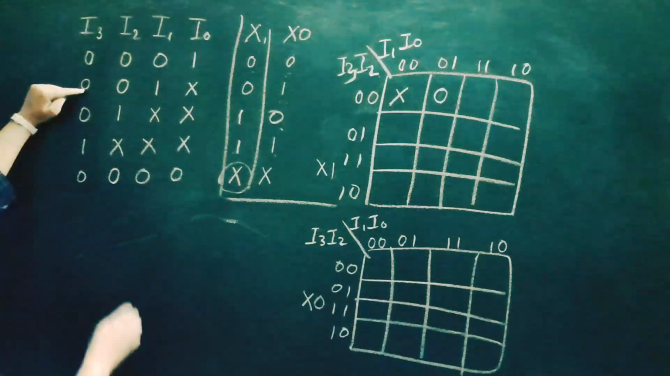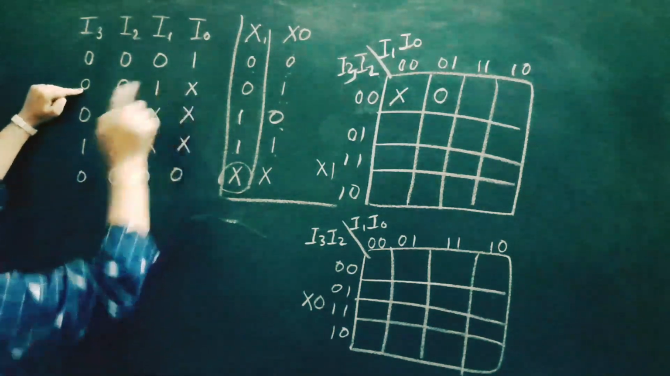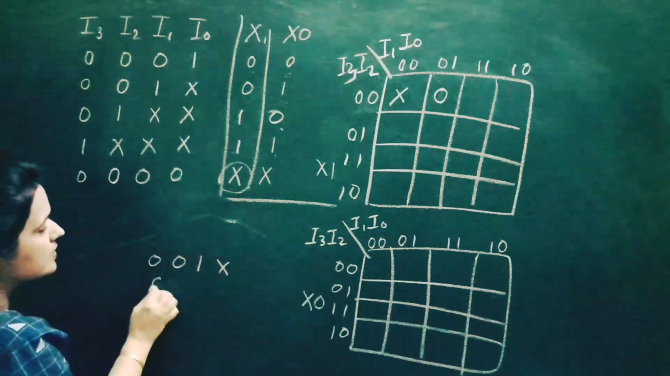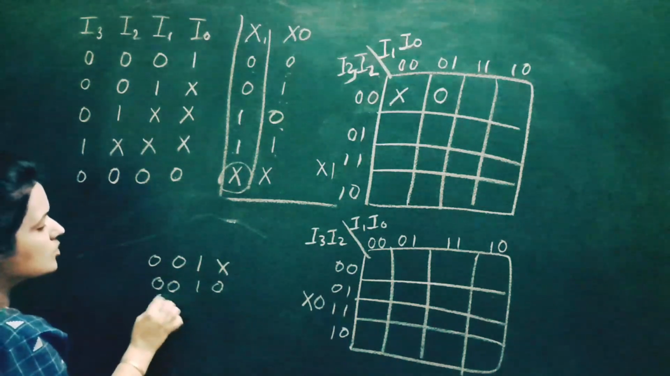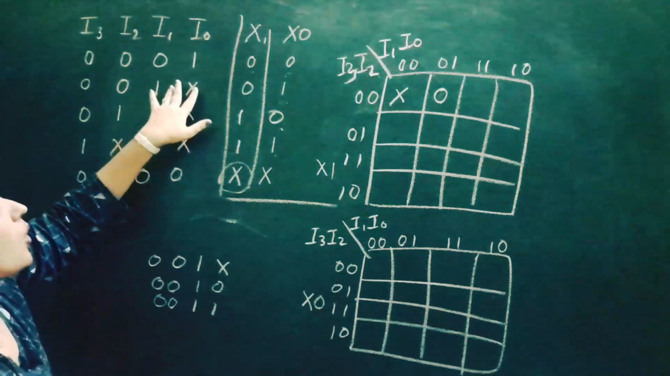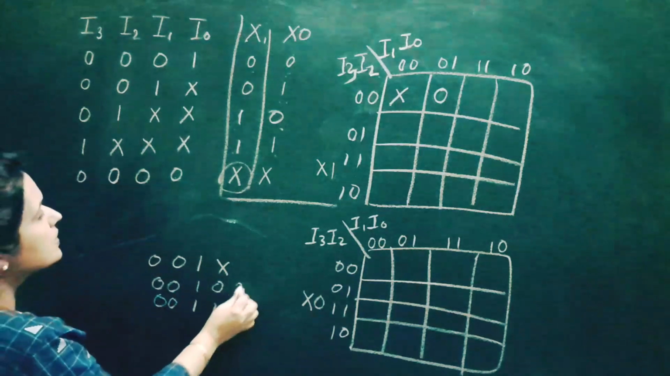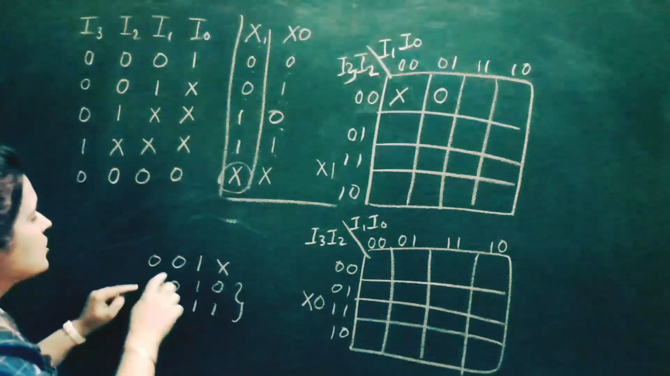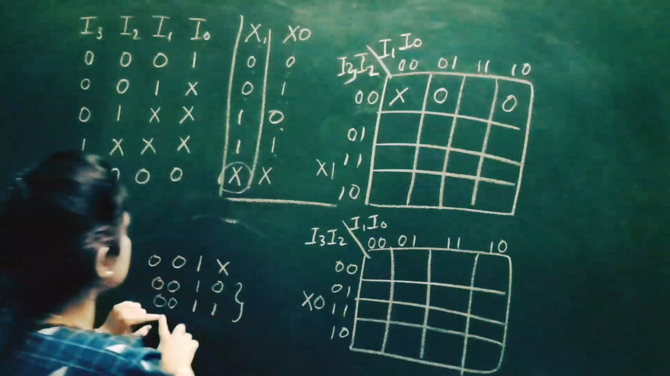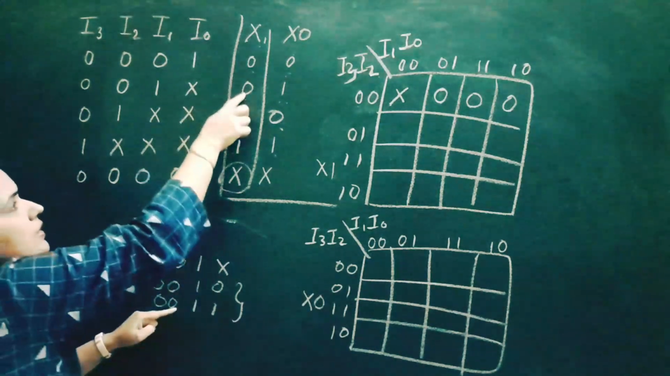When the value of I3, I2, I1 and I0 is 0, 0, 1 cross, that can be written as 0, 0, 1, 0 or 0, 0, 1, 1, because here we are saying whatever may be the value of I0. So I0 can be 0 and I0 can be 1. In these two cases, X1 is 0. So 0, 0, 1, 0 will also be represented by 0 and 0, 0, 1, 1 will also be 0. It means at these values X1 is 0.